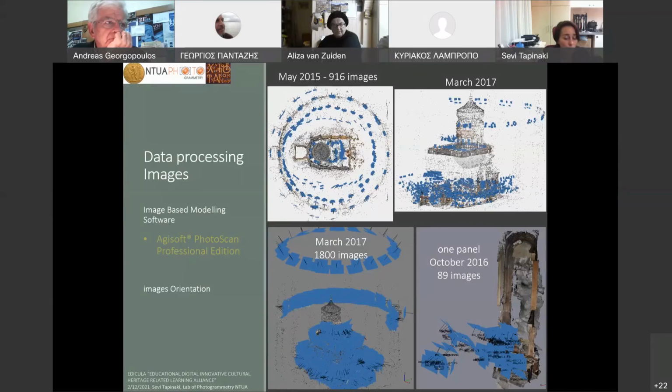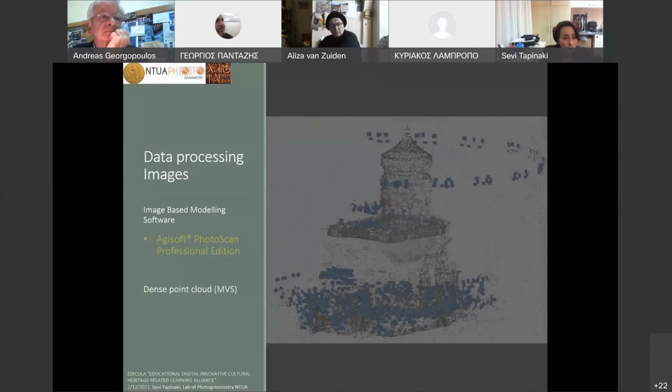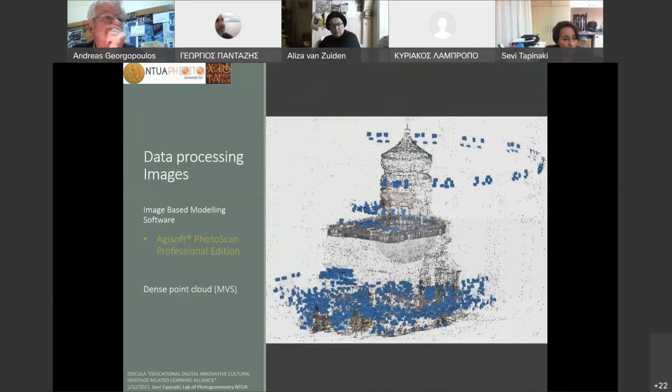Agisoft Photoscan was the image-based modeling software that we used for image orientation and georeferencing. Here there are some uses of the oriented images, and for the production of the NVS point clouds.